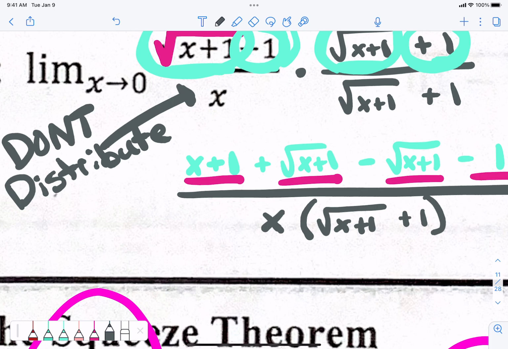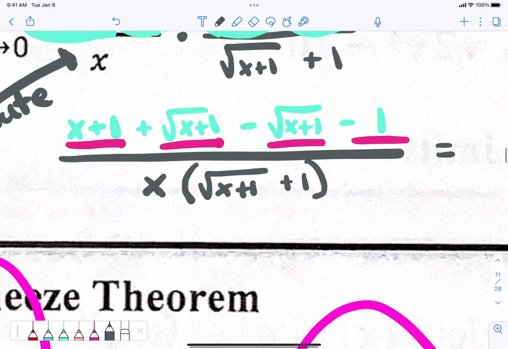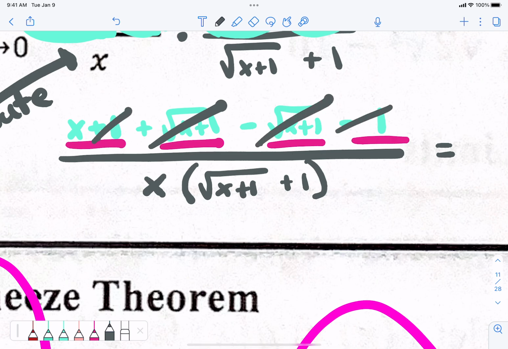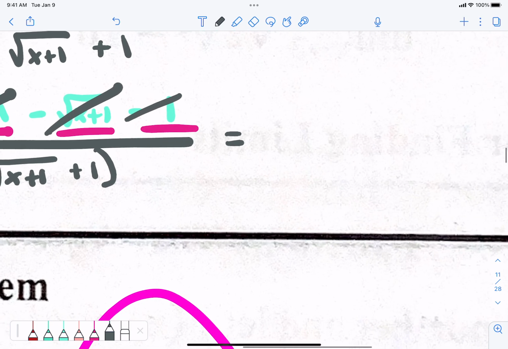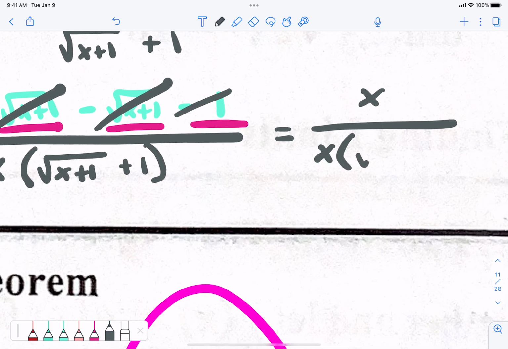All right, let's simplify the top. Don't distribute that bottom through. So this thing cancels with this thing, and then the plus 1 cancels with the minus 1. So on the top, all I have is x. On the bottom, I still have all that junk. Do you see now why I don't want to distribute it through?